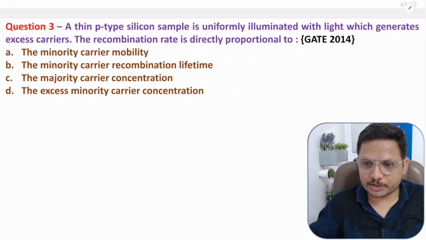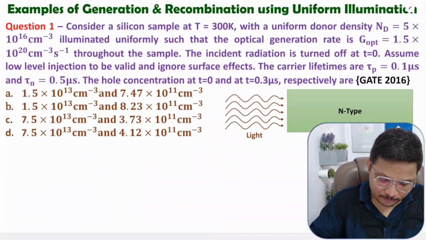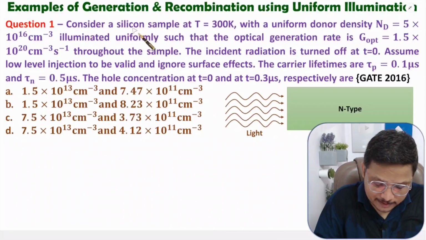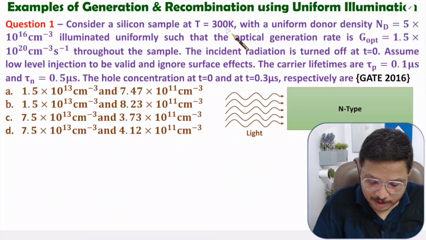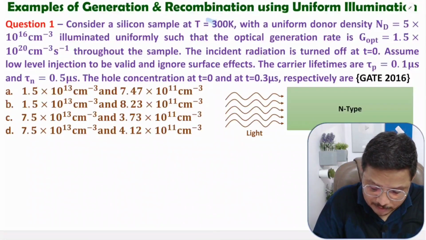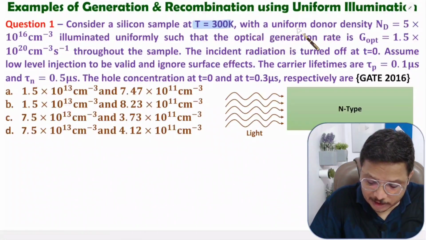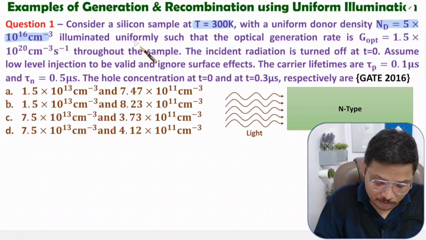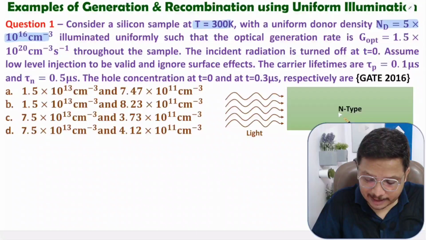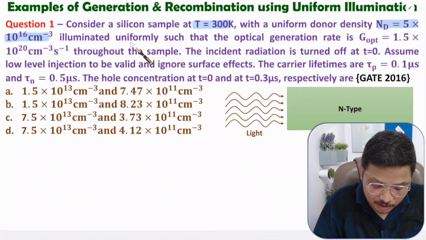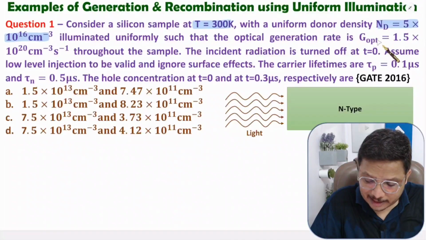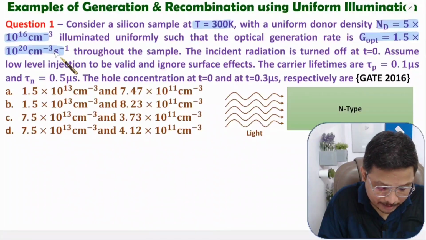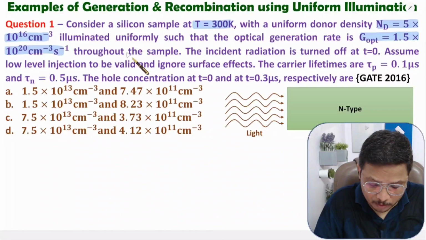Now I'm going to solve the first question over here. So if you observe the first question, consider a silicon sample at T equals 300 Kelvin. So let me note down the data. Temperature is given with a uniform donor density Nd, that is 5 into 10 to the power 16 per centimeter cube. So donor density is given, which means here we are having N-type material. Illuminated uniformly such that the optical generation rate, that is also given, is 1.5 into 10 to the power 20 per centimeter cube per second throughout the sample.